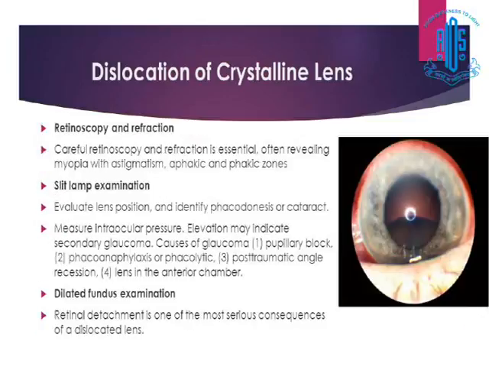So basically, on examination, when you do retinoscopy, you will find both aphakic and phakic zones. Sometimes you will have myopia with astigmatism. Slit lamp examination will show phacodonesis or sometimes cataract. The intraocular pressure could be elevated. What are the causes for raised intraocular pressure? Pupillary block, phacoanaphylactic or phacolytic glaucoma. It could be post-traumatic angle recession if there is history of trauma, or the lens could be in the anterior chamber leading to raised intraocular pressure. Dilated fundus examination to rule out retinal detachment is very important here.